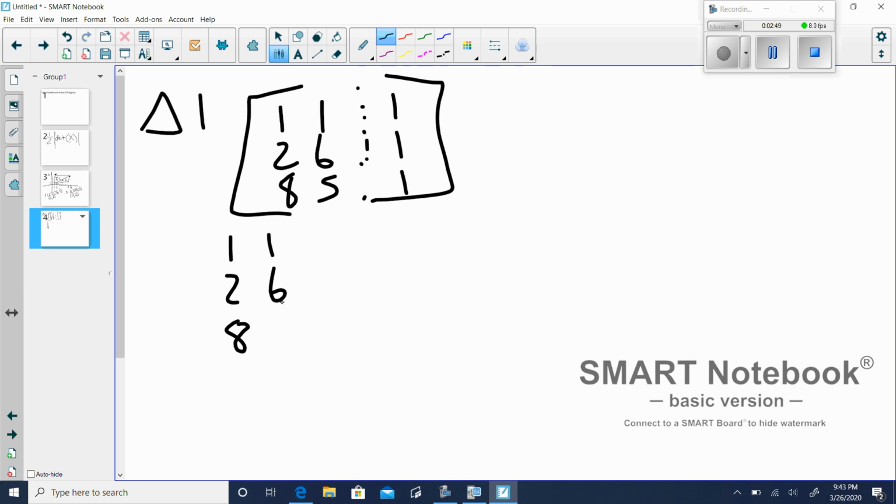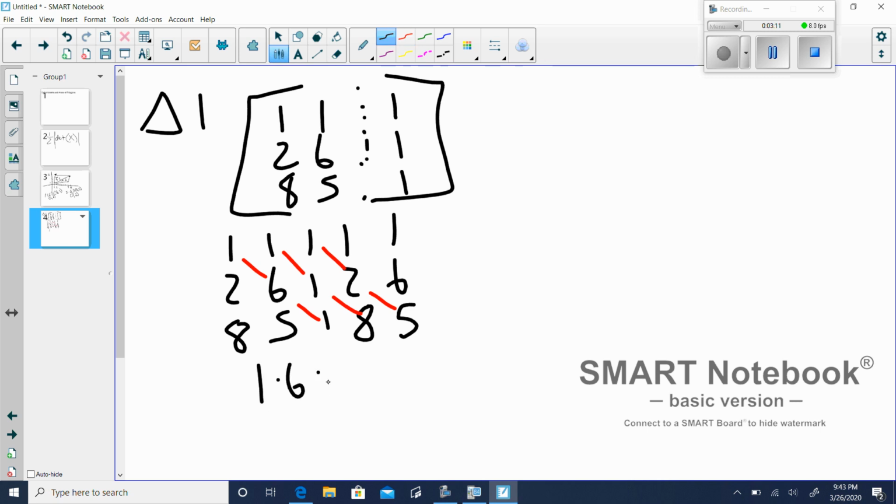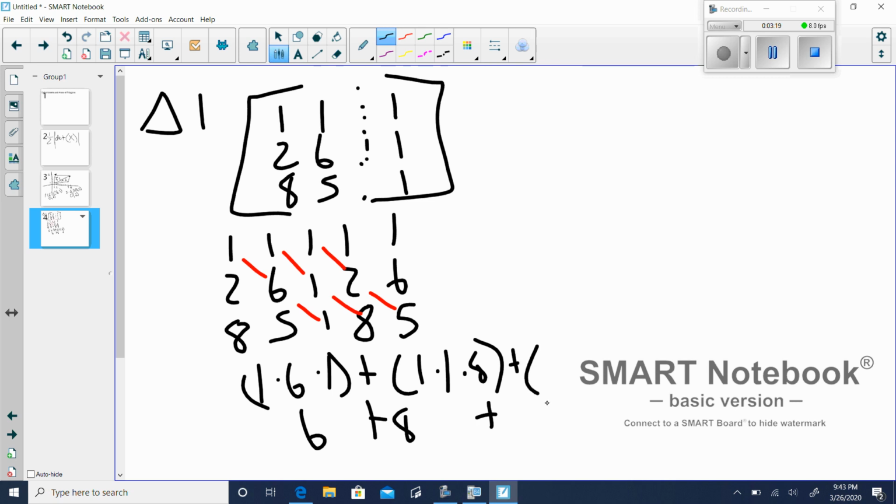Our shortcut is to write this out and repeat the first two columns. Then we're going to do diagonal multiplication. I'm going to go red here. Going left to right, we have 1 times 6 times 1 plus 1 times 1 times 8 plus 1 times 2 times 5. So that is 6 plus 8 plus 10, that's 24.